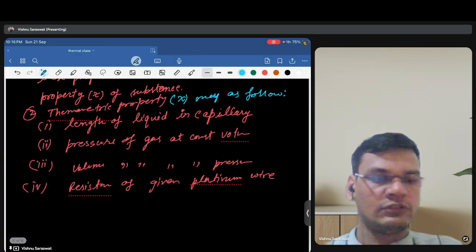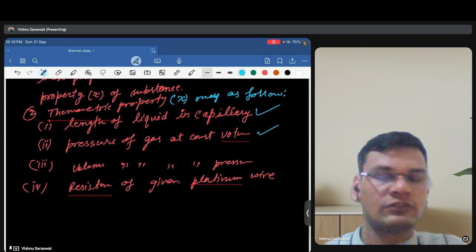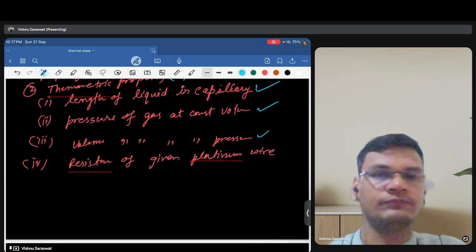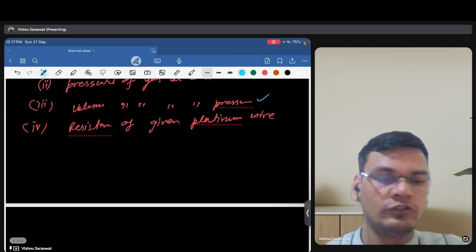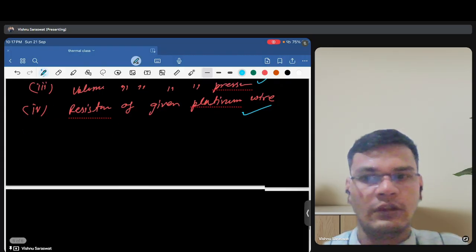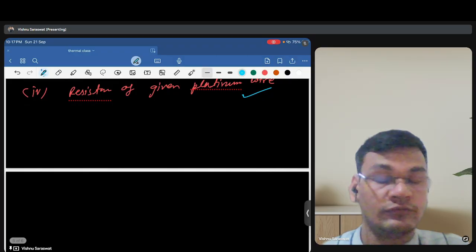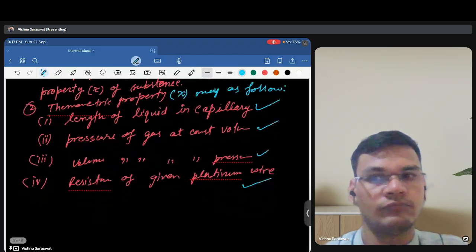So the first one is length of the liquid in the capillary. The second one is pressure of the gas at constant volume. Third one is volume of the gas at constant pressure. Fourth one is resistance of the given platinum wire. Okay, so these are the thermometric properties which you need to keep in mind.